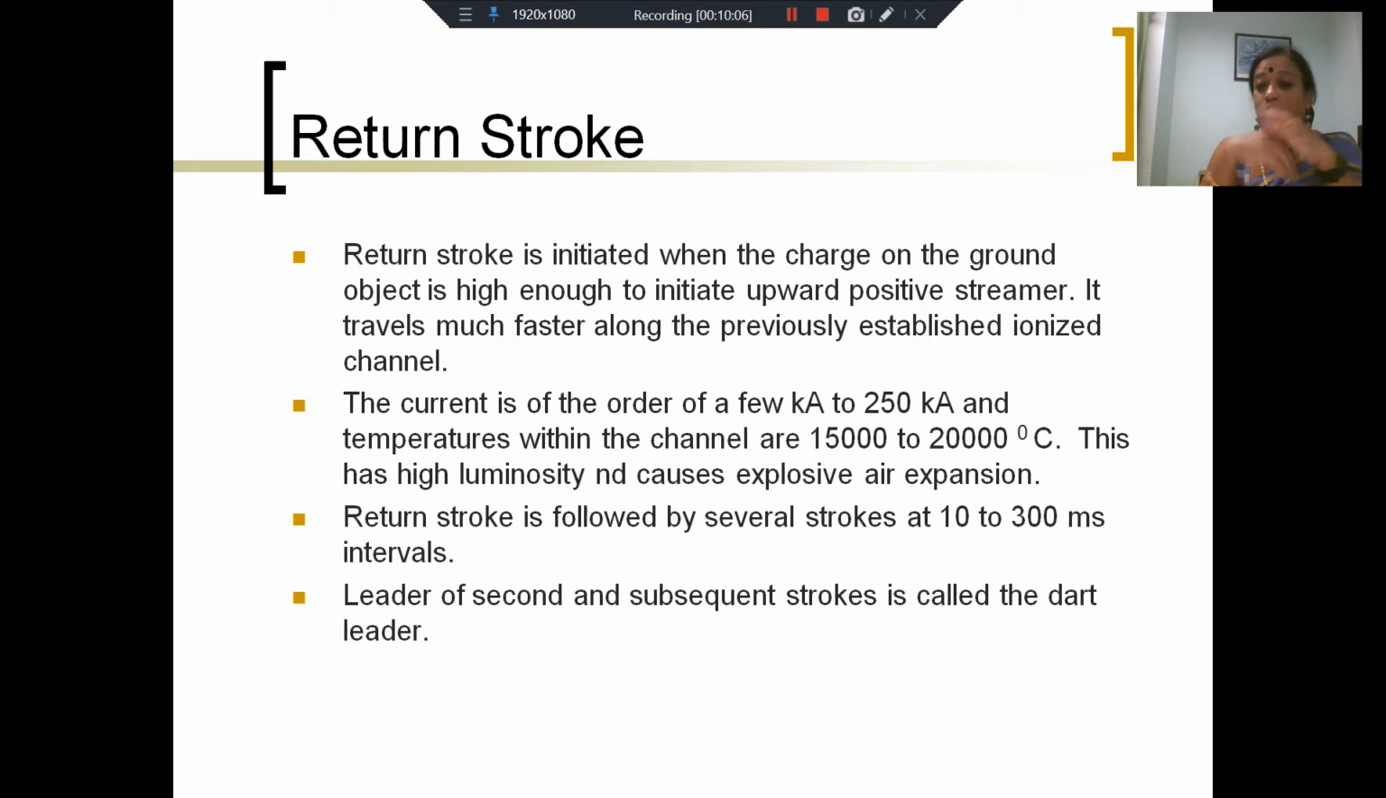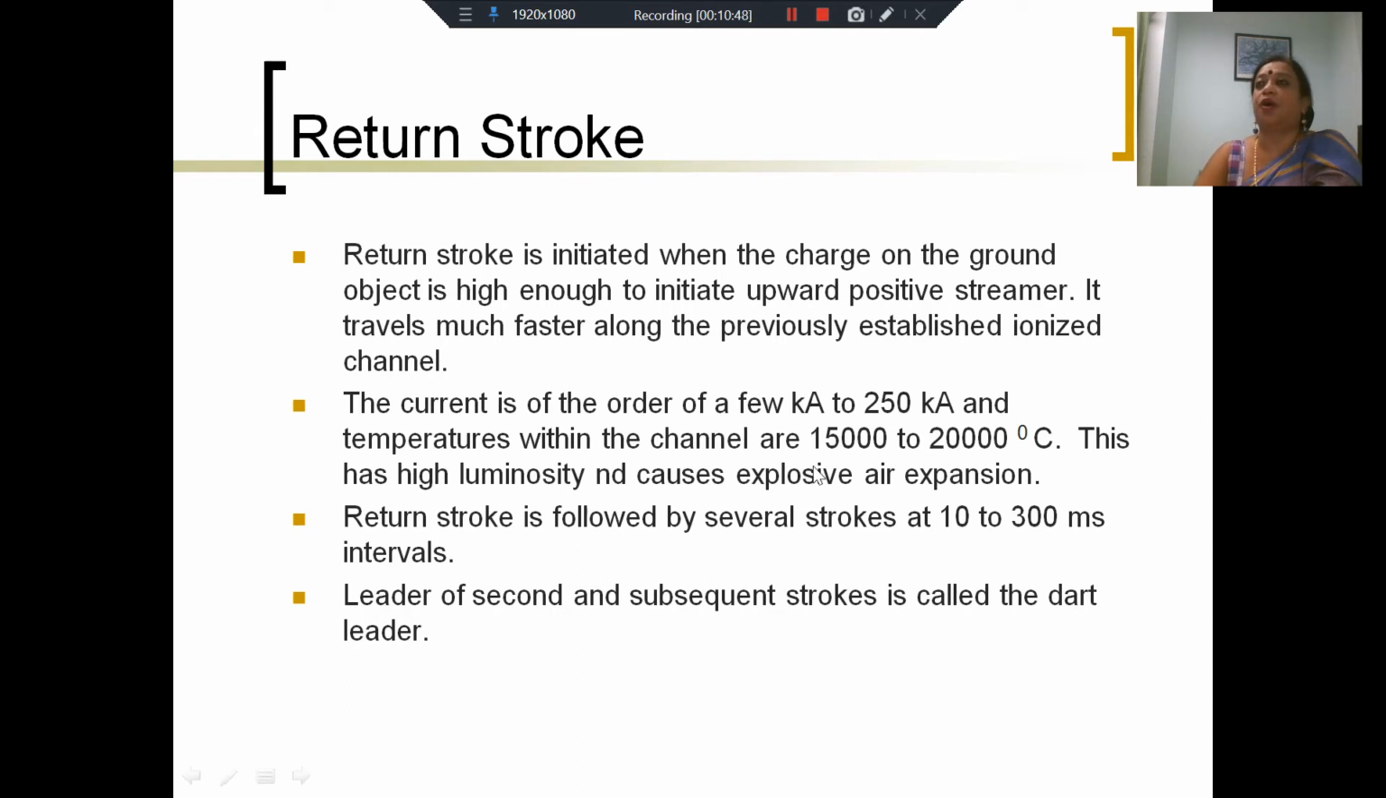And if the current is in the order of 250 kiloamperes, the heat generated by a current-carrying channel carrying 250 kiloamperes will be extremely high. The temperatures within the channel will be in the range of 15,000 to 20,000 degrees centigrade. That kind of temperature is what causes the high luminosity of the lightning channel. So it's a flash of lightning which blinds you, and that is because of the enormous quantity of light energy being dissipated apart from heat.